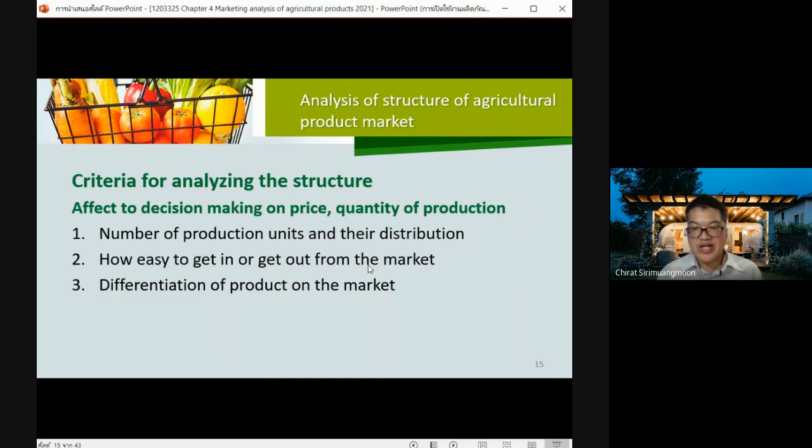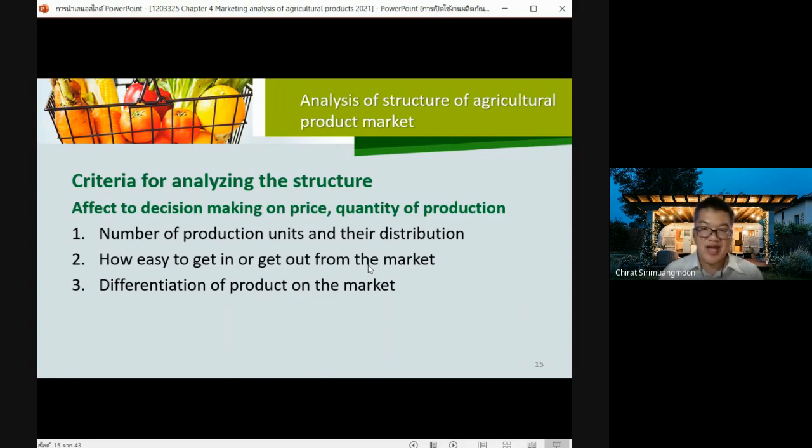Before we go into the analysis of the structure, you need to understand the criteria for analyzing them, because the criteria might affect decision making on the price, quantity, and quality of the products. There are 3 criteria that are used for analyzing the structures. First one, the number of production units and their distribution.